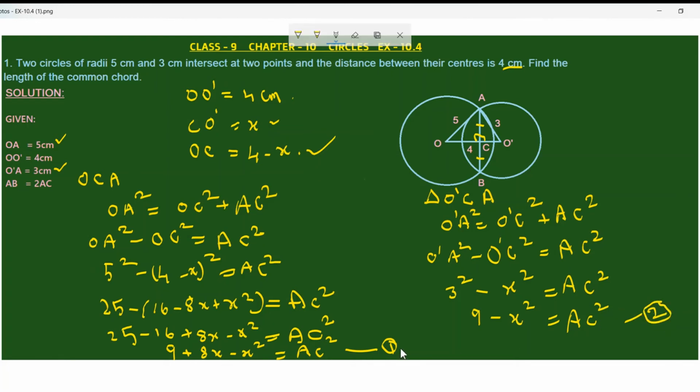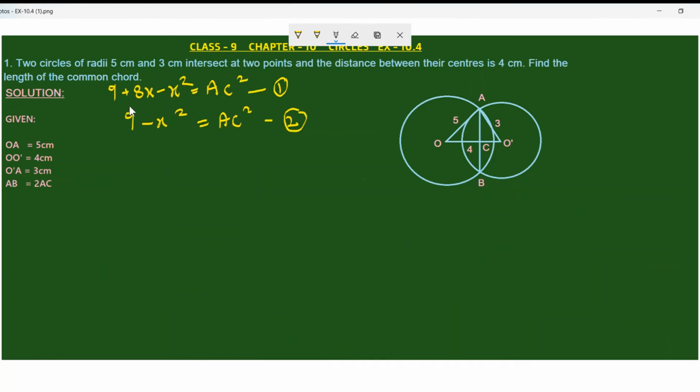You can see in first and second equation, right hand sides are equal, AC square, AC square. If right hand sides are equal, we can equate the left hand sides of this equation. So we will do that in next page. Our two equations are 9 plus 8x minus x square is equivalent to AC square and 9 minus x square is equivalent to AC square. Both the equations right hand sides are equal, so we are going to equate left hand sides of the equation.